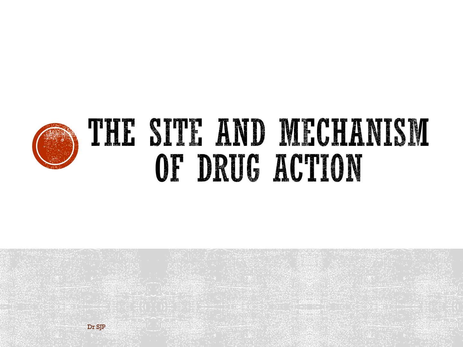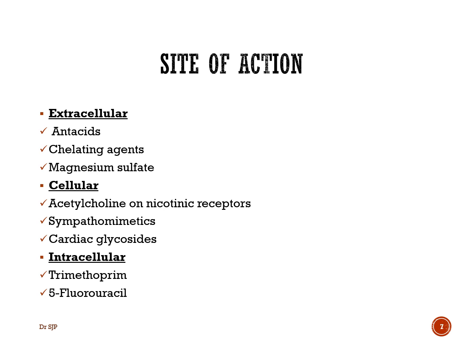So prior to understanding this, we must know where the drugs can act and their site of action. So the drugs may act at three sites. The first is the extracellular site of action. For example, antacids, they are the drugs that help to prevent or correct or neutralize the acidity, right? Then we have chelating agents that form complexes with the heavy metals like lead, copper, mercury, etc.